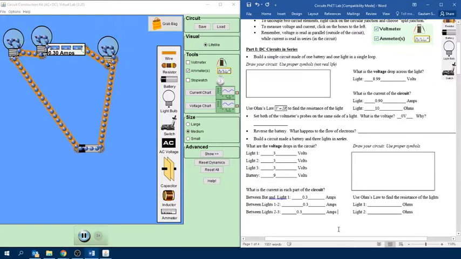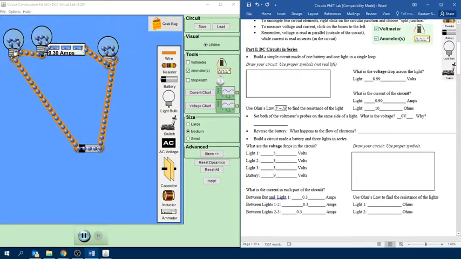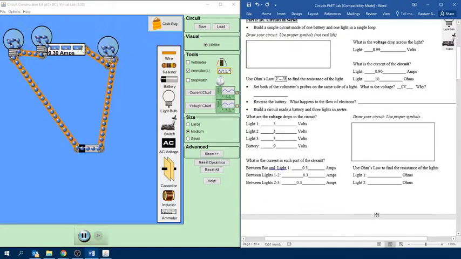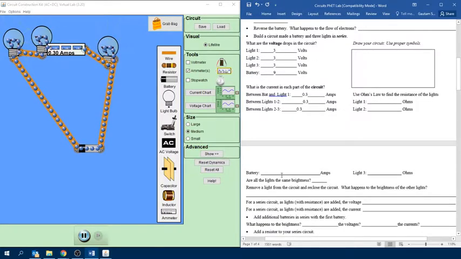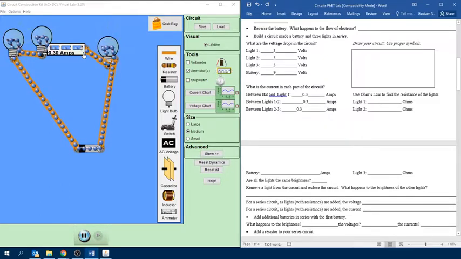Alright, now, using Ohm's law, we need to find the resistance of the lights for light 1 and light 2. So, for light 1, the resistance of light 1, between 1 and 2, battery into 1 and 2, we can use that 0.3. And, oops, I almost forgot. In the battery itself.